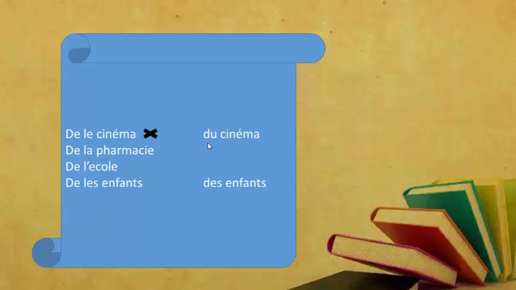Du cinéma. De la pharmacie, no problem with l'article défini la, and l'apostrophe also, you can write it after the preposition de, but for the plural here, you don't write de les, you write des, okay? So, de le cinéma, c'est faux, it will be du cinéma. And also, de les enfants, we don't write it that way, we used to write des enfants, okay? Let's move on.